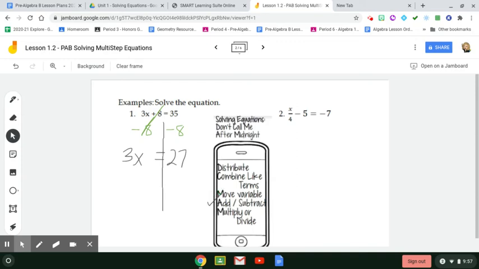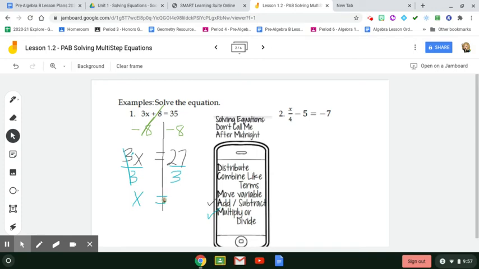Okay, now what operation is in between the 3 and the x that's preventing that x from being all by itself? A multiplication sign, right? So how do you get rid of multiplication? Opposite would be division, right? So you're going to divide both sides by 3. So I'm on to this step. All right, so if I do that, I'm going to get my x all by itself.